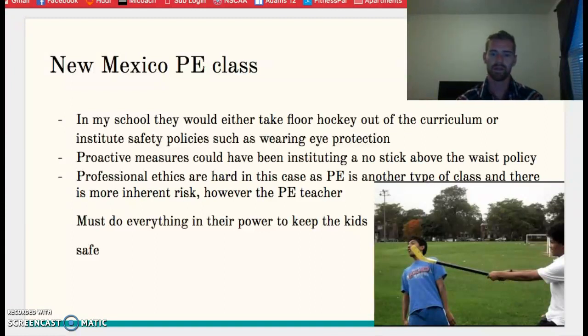Proactive measure could be, every PE teacher institutes safety rules. They could have instituted a no stick above the waist policy. Again, this isn't going to definitely take that away, but at least there's a rule in place saying that they can't, and the teacher's watching for that. And again, professional ethics are hard in PE. There's a lot more danger. The PE teacher is probably going to put in as many safety rules as they can and just make sure the kids are safe at all times.